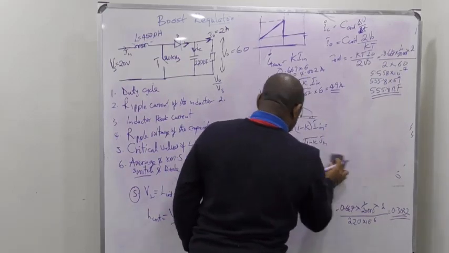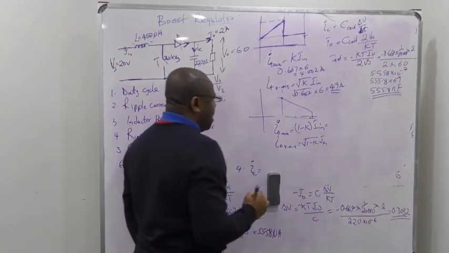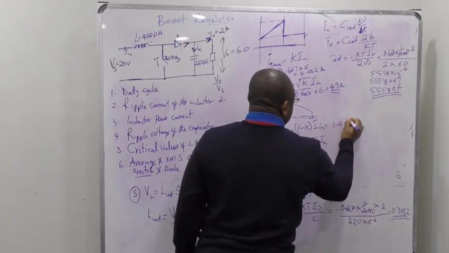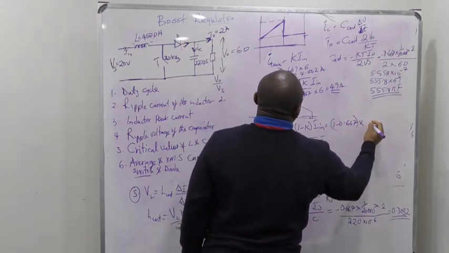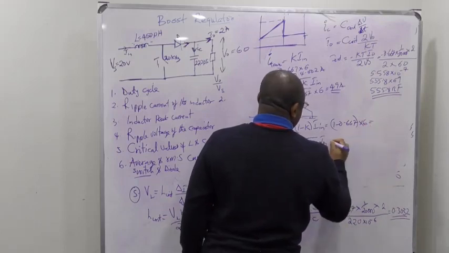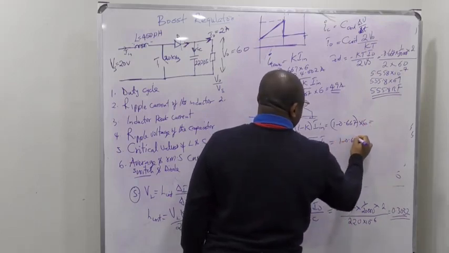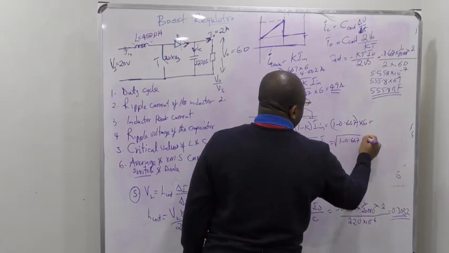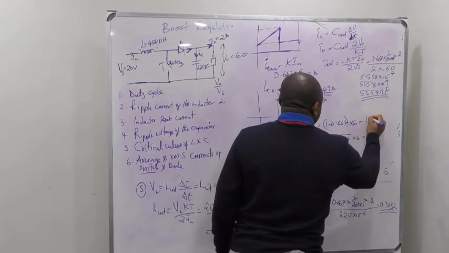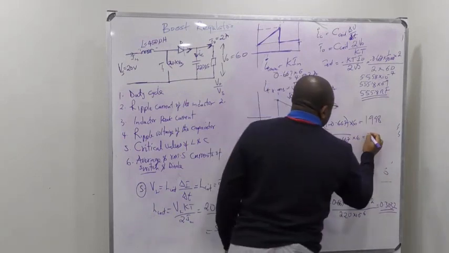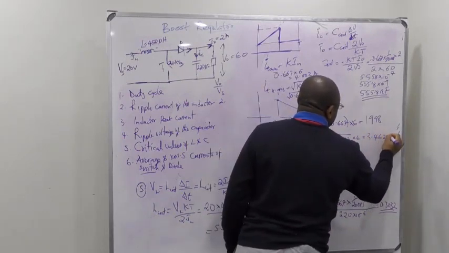All right, so we put the values there, as 1 minus 0.667 times 6, and this one will be the square root of 1 minus 0.667, times 6. Okay? 1.998, 3.462 amps.